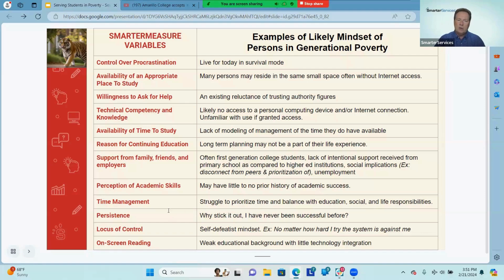Persistence, sticking to it. And remember, with SmarterMeasure, you've got a quantitative metric of all of these things that identifies the students that are low in these areas. And the last, on-screen reading, we get that, but the last one there is what I think is at the heart of this whole issue, and that's locus of control. That's kind of a psychological construct. You may or may not be familiar with it.